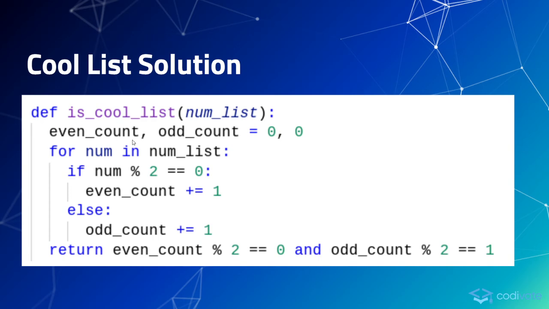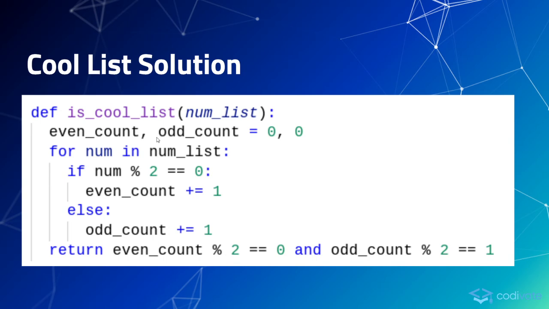Inside, we're going to be creating two variables and initializing them to 0, even count and odd count, because we want to go through the list and see how many even numbers are there, how many odd numbers are there, and then let the user know if there's an even number of even numbers and an odd number of odd numbers. So we are going to loop through our list, and we are going to increment even count by 1 every time we see an even number, and increment odd count by 1 every time we see an odd number.